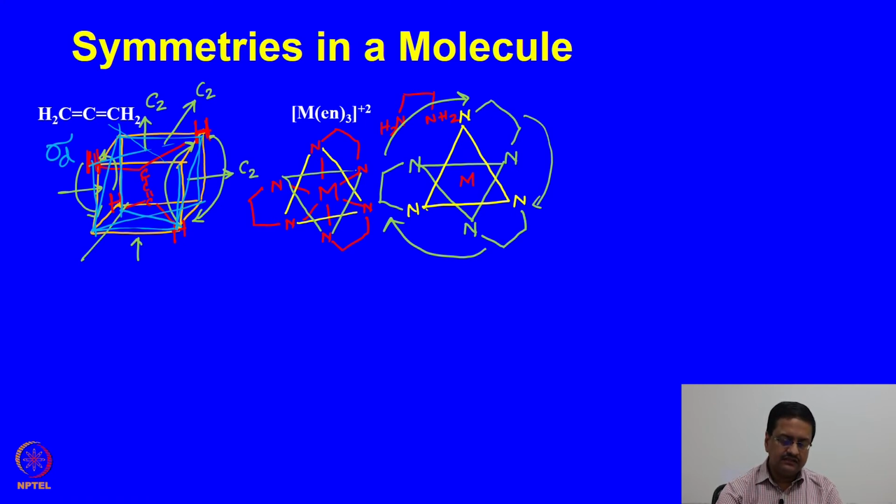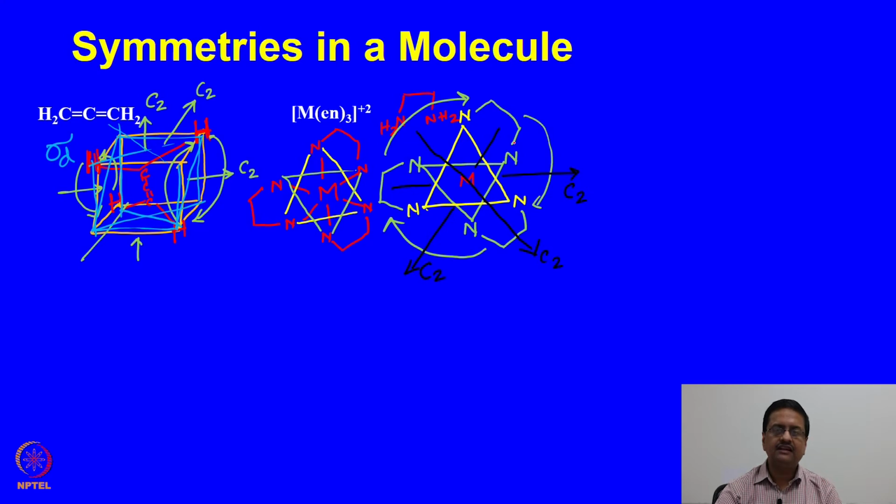In addition to this threefold, you can easily see that passing through the metal in between the two triangles there is a C2. Similarly, there is a C2 like that, and there is a third C2 going like this. So, when you do these C2s, the position of the ethylene diamine part, that is the C single bond C portion, does not change its position.